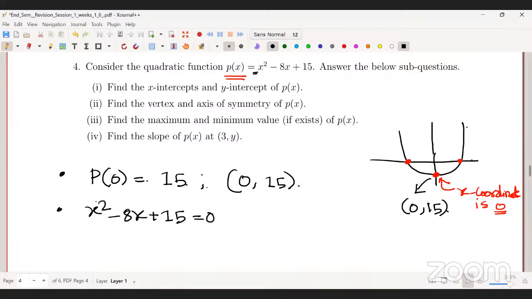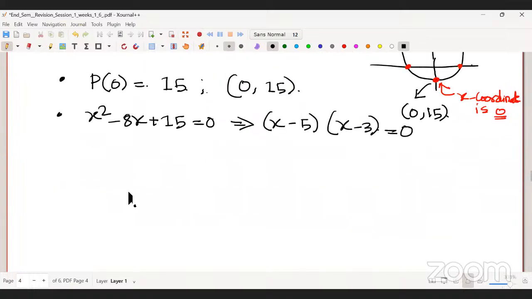From here we need to find the values of x. So for that we need to factorize. So what will be the factorization of this quadratic polynomial? (x minus 5) into (x minus 3) equals 0. So from here I can easily get the points (5, 0) and (3, 0). So these are the x-intercepts.